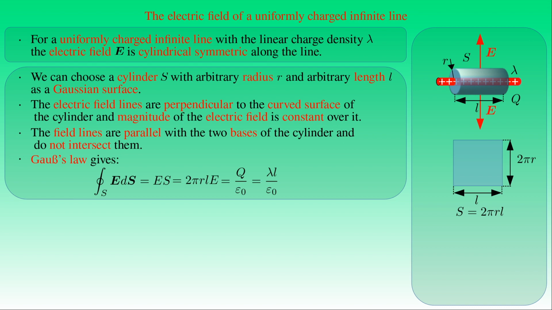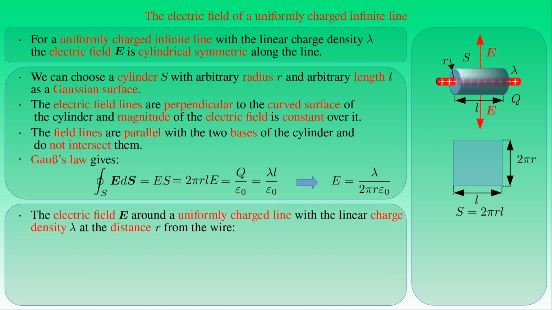If we express the magnitude of the electric field E from this equation, we can write it as lambda over 2 pi times r times epsilon naught. Since the radius r of the Gaussian surface is arbitrary, we conclude that the electric field E at the distance r from a uniformly charged infinite line with the charge density lambda is given by 1 over 2 pi times epsilon naught, times lambda over r, times the vector r divided by its length.